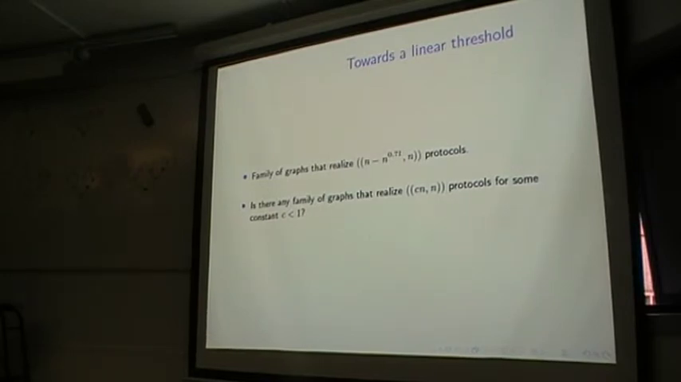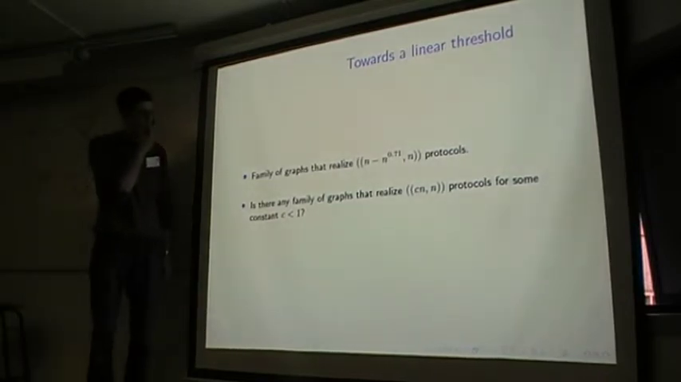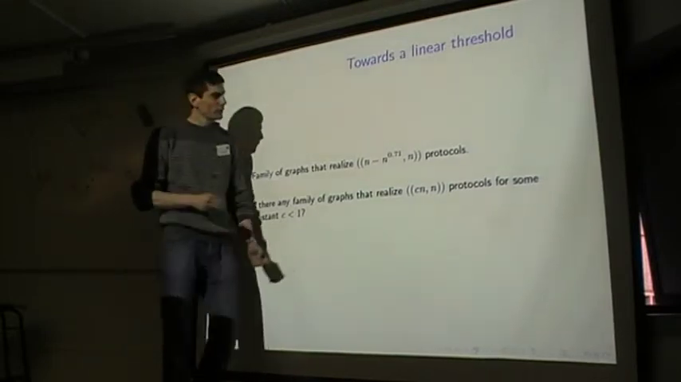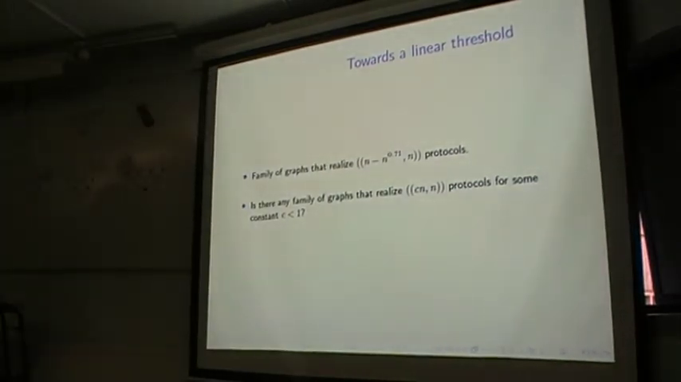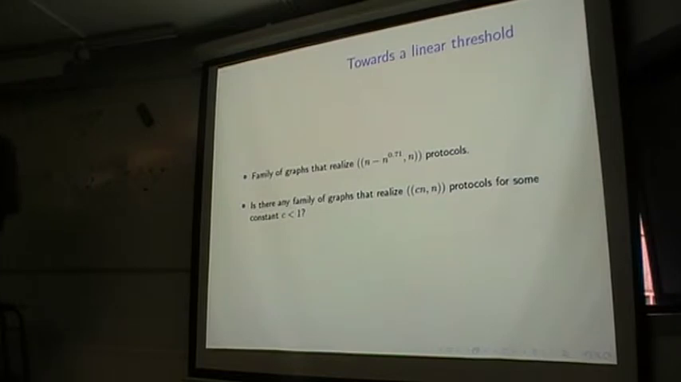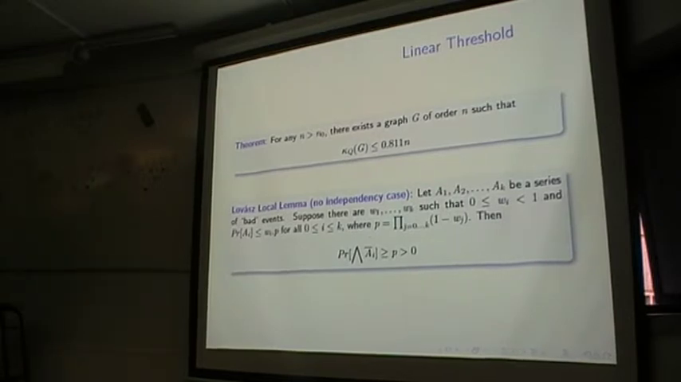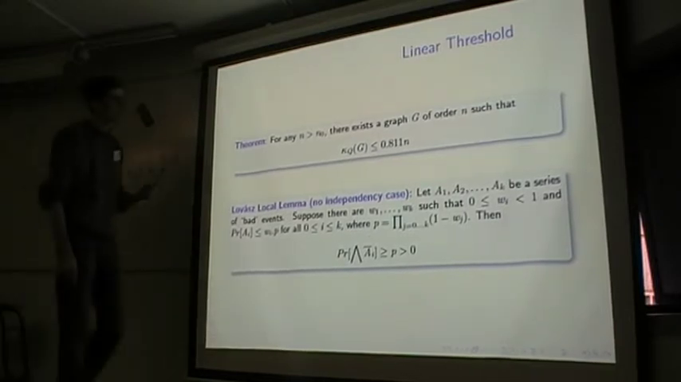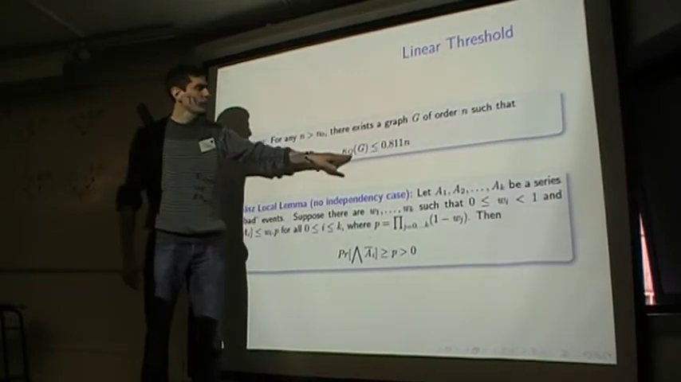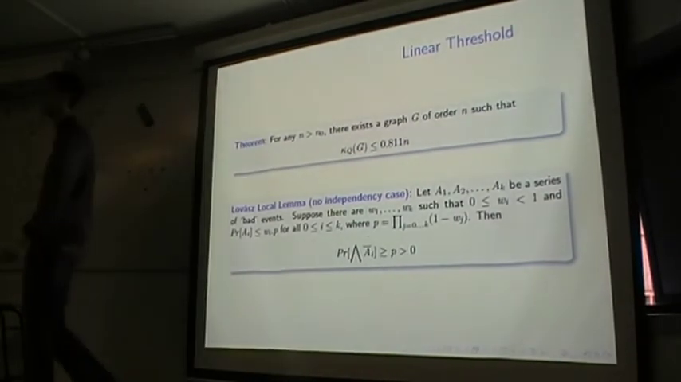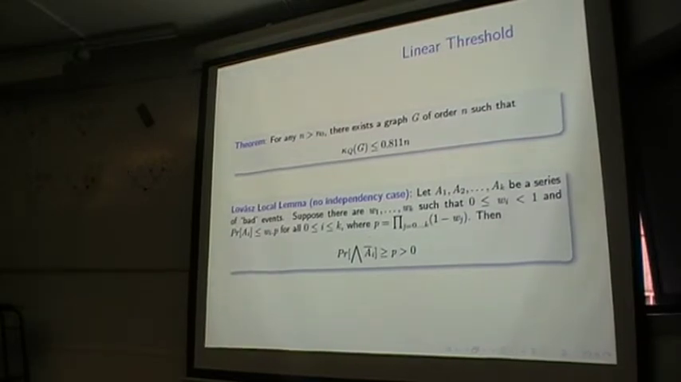So the question is: is it possible to have a family of graphs such that the kappa q is not n minus something, but Cn, where C is a constant? This is a linear threshold. We are not able to construct such a family. However, it exists: there are some graphs which have a linear threshold. In fact, we have proved that for any n big enough, there exists a graph of size n such that the kappa q of this graph is smaller than 0.811n. So it's possible to have this linear threshold, and the constant is 0.8.